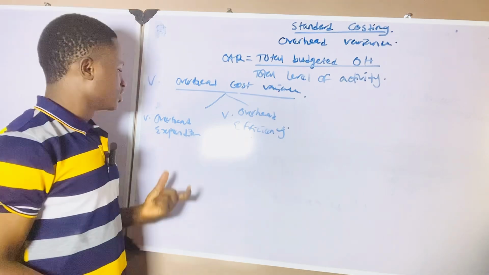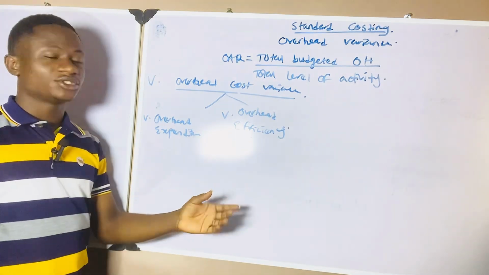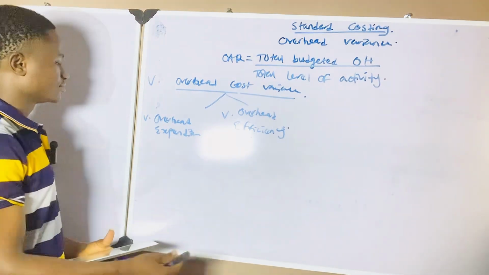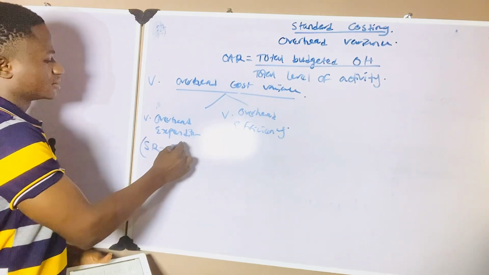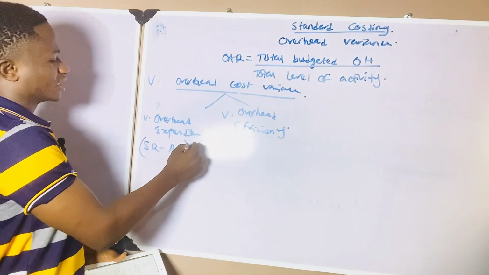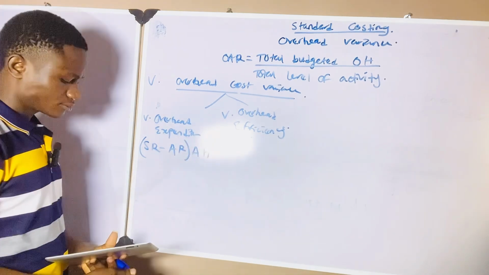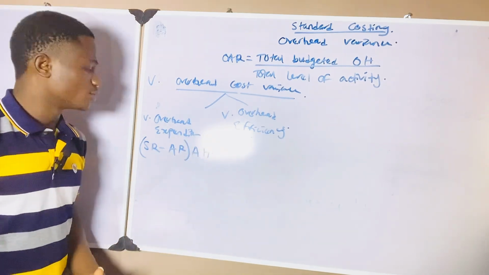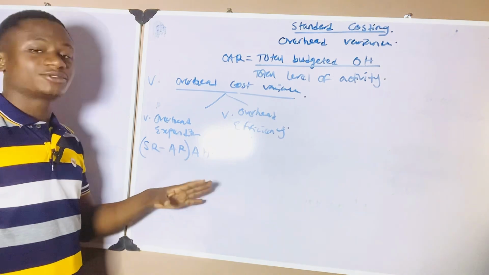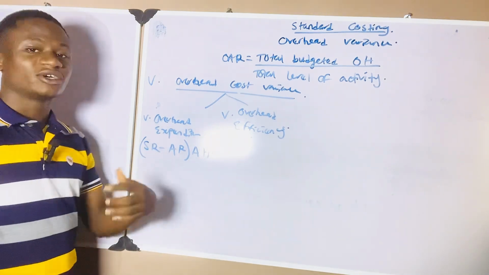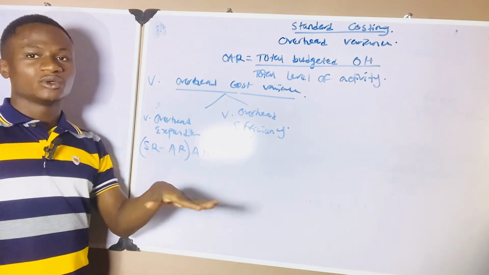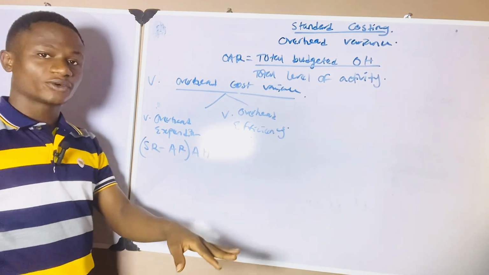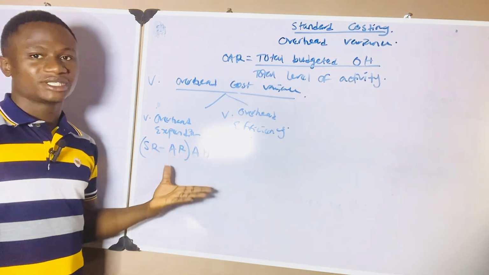So take notes, guys. Now when it comes to variable overhead expenditure variance, the formula is simply standard rate minus actual rate multiplied by actual hour. So this is the formula for variable overhead expenditure variance. The standard rate that we have budgeted minus the actual rate multiplied by the actual hour. When we get to solving questions, I will explain better on this.